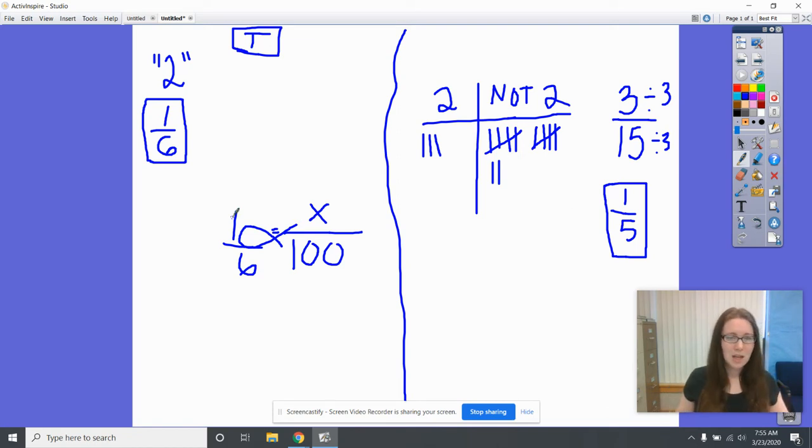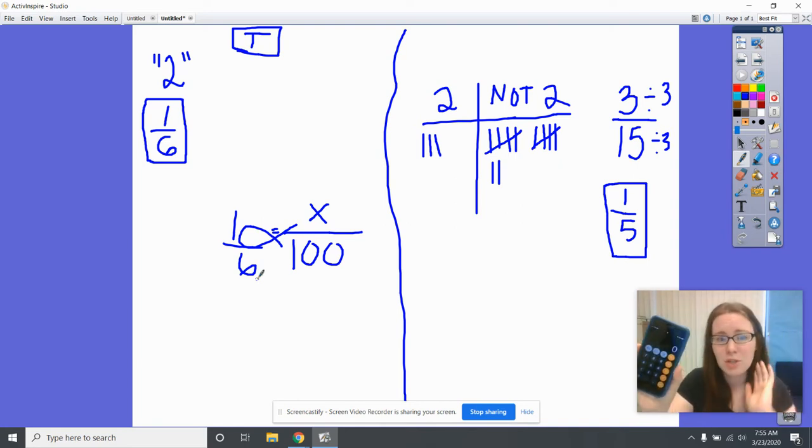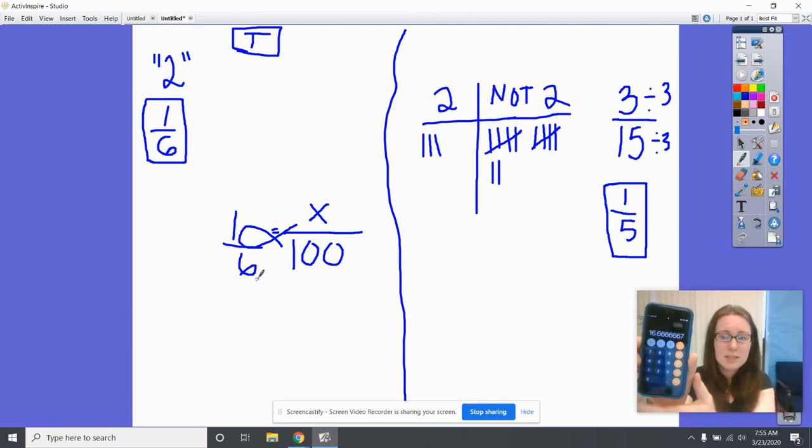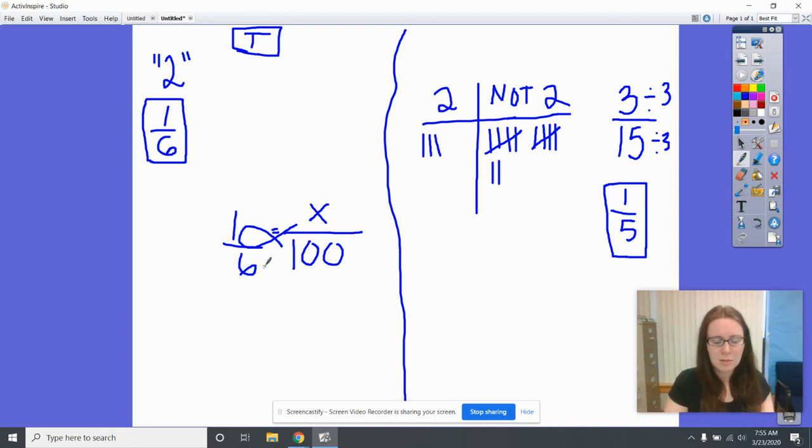1 times 100, 100 times 1, same thing, divided by 6. You can use any calculator. I have the calculator on my phone. I'm just going to do 100 times 1, 100 times 1, and that equals 100, and then divided by 6. So in theory, I expect to get the number 2 16.6 repeating times.